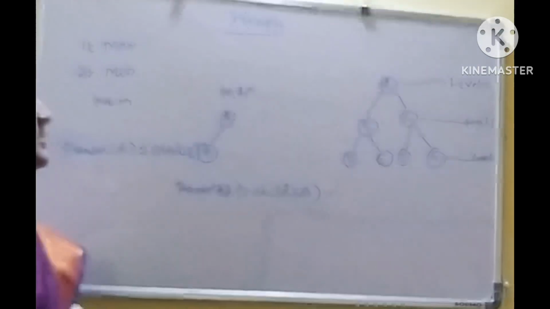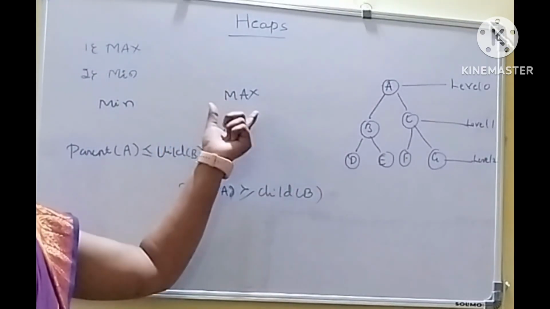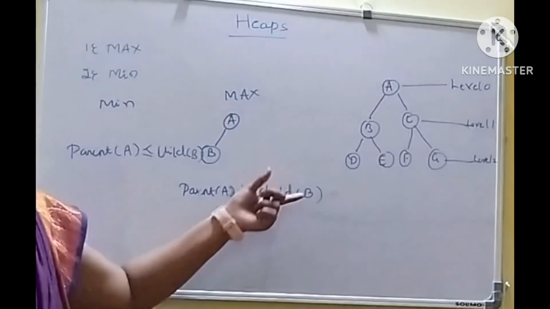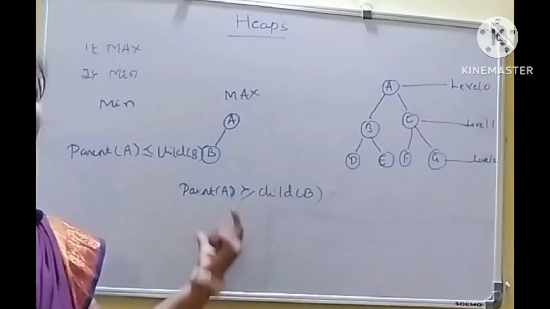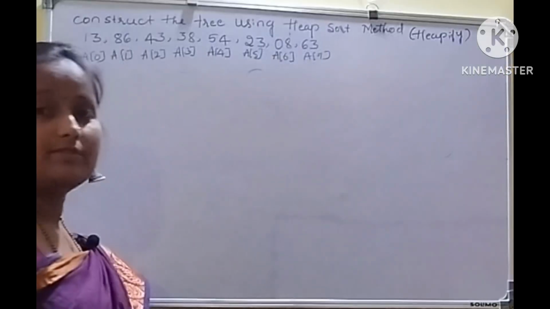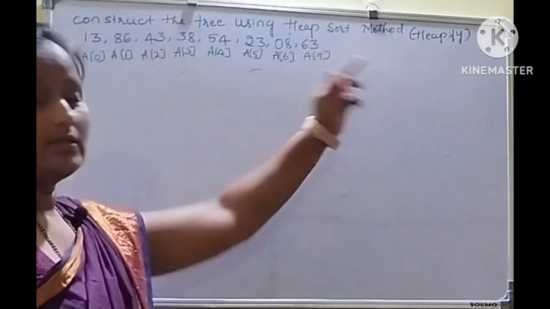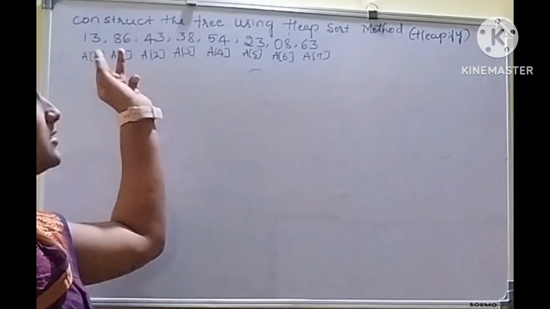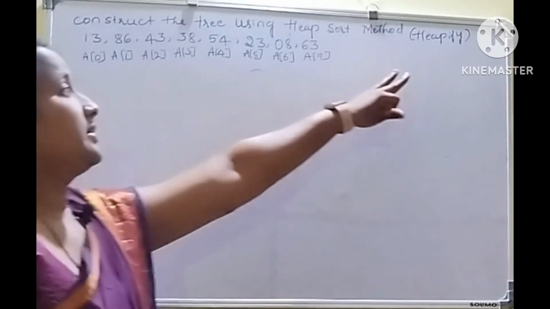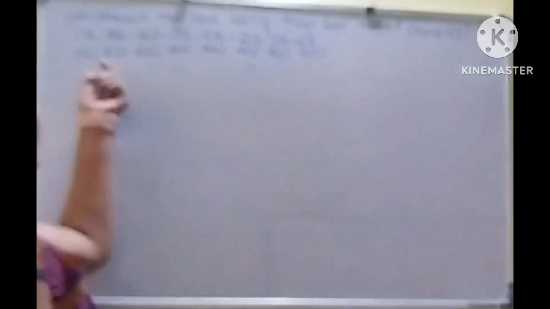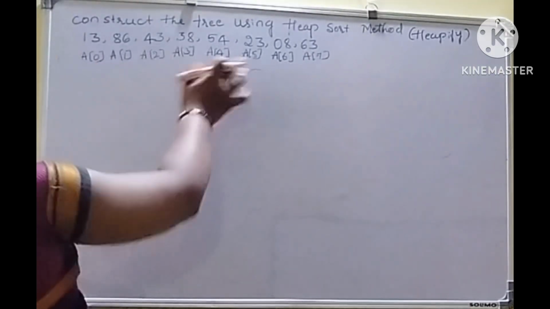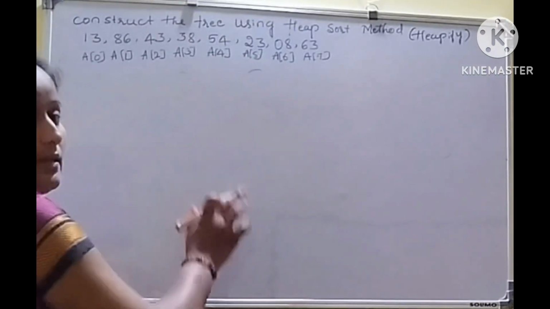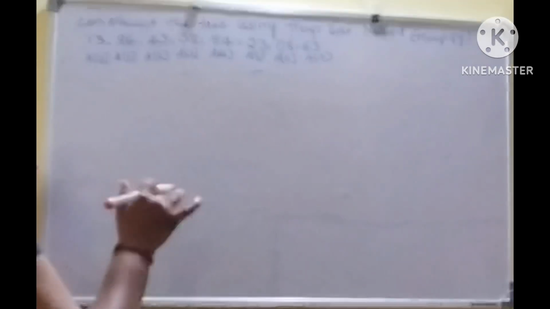We'll see examples of how to insert an element into the max heap and how to delete an element from the max heap, with the example of the heap sort method. So this is the given sequence to construct the heap, or you can say the heapify method. I have drawn the array here for these elements. There are 8 elements in total. We'll see how to solve this.